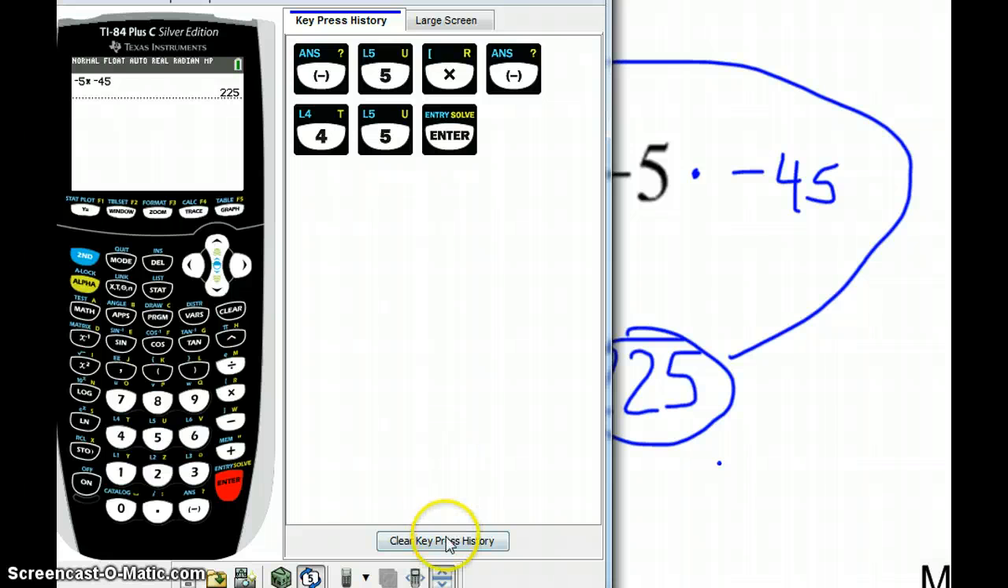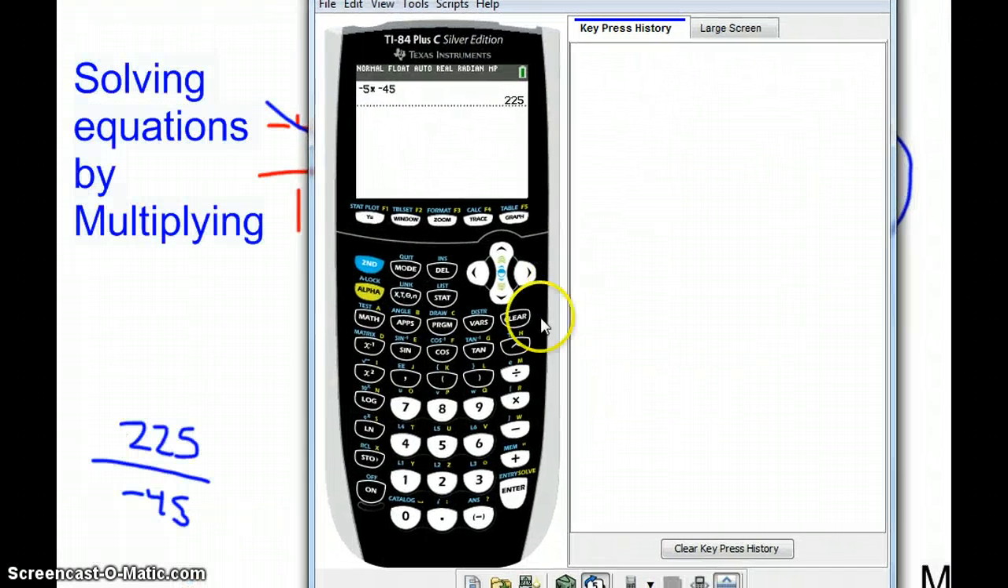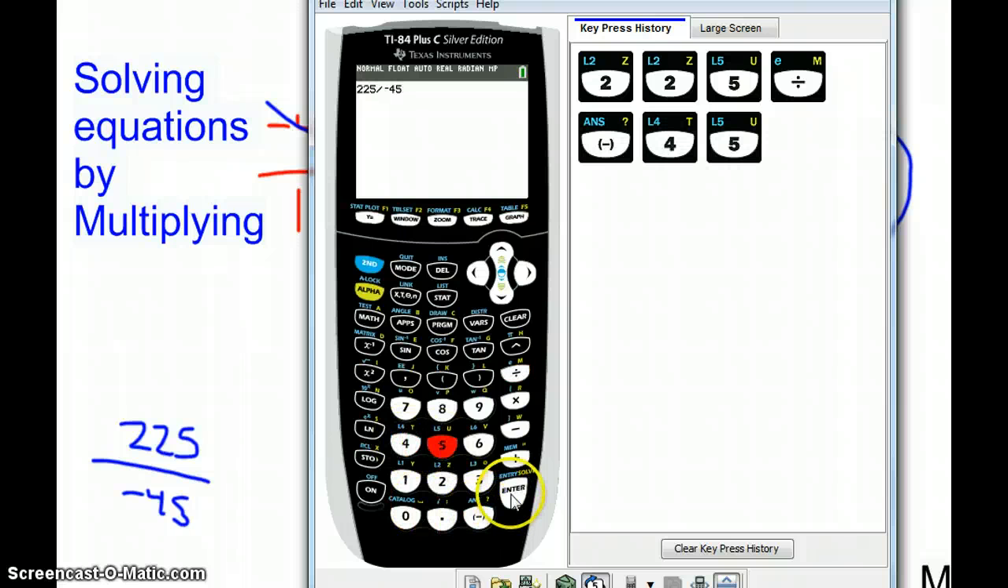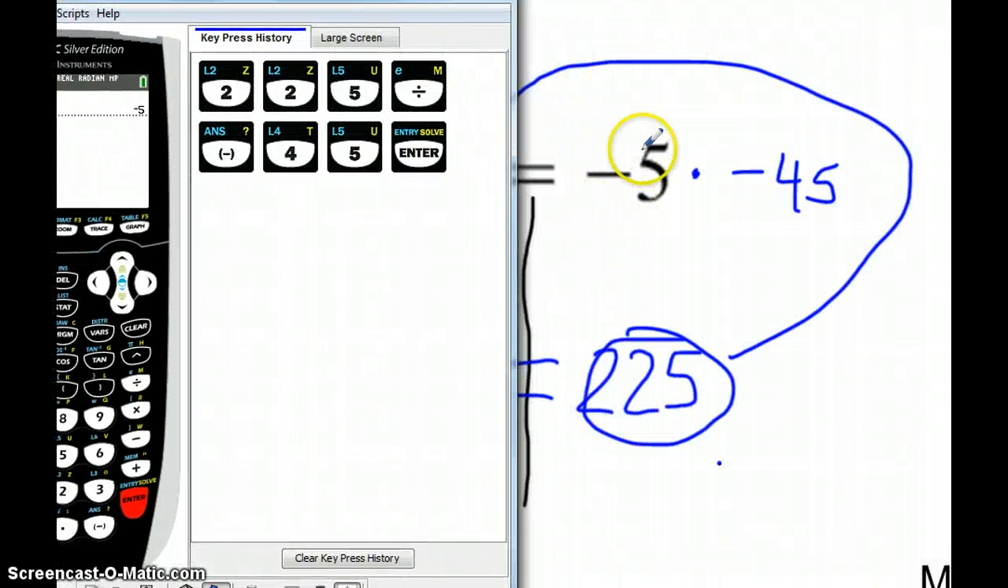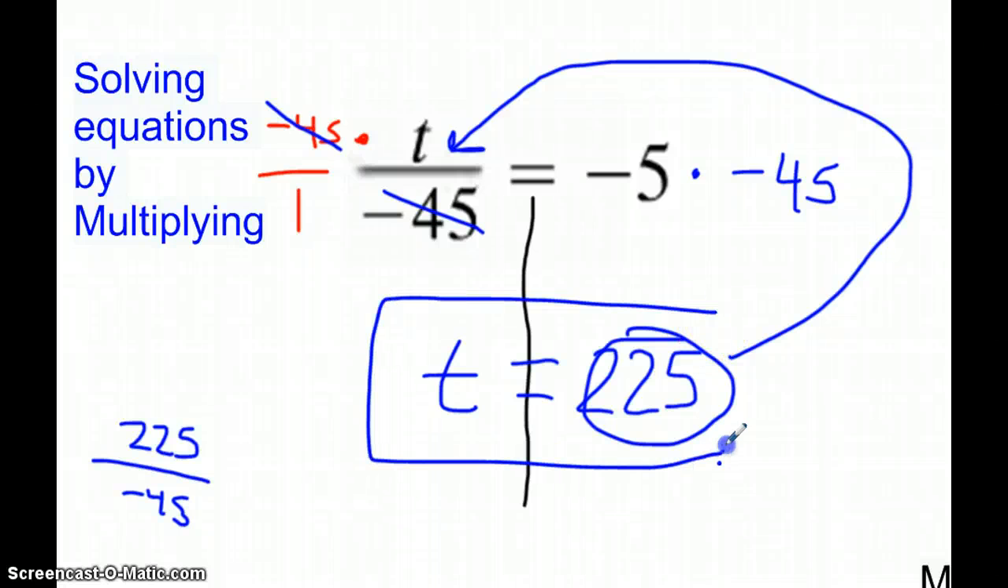Okay, so we have 225 divided by negative 45. And we get negative 5, which is what we should have gotten. We knew that already, and that's just to check our answer. So we know that this is our solution. Okay?